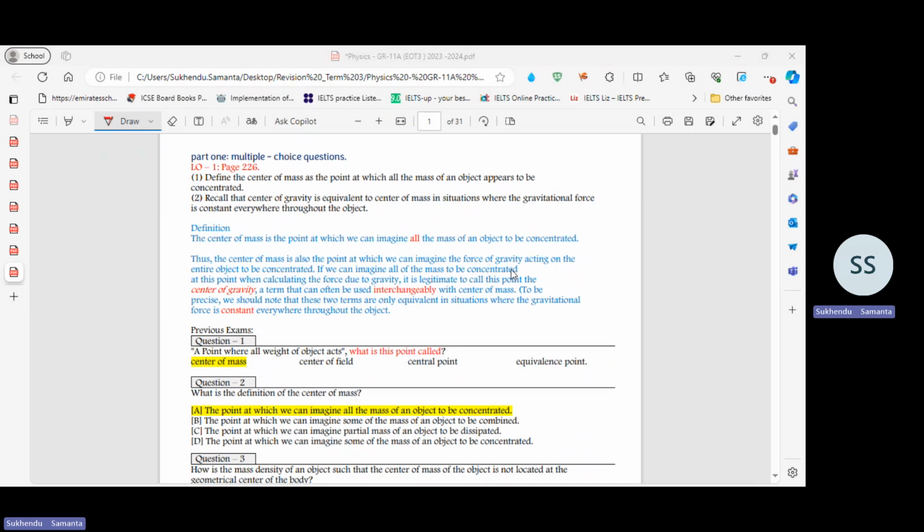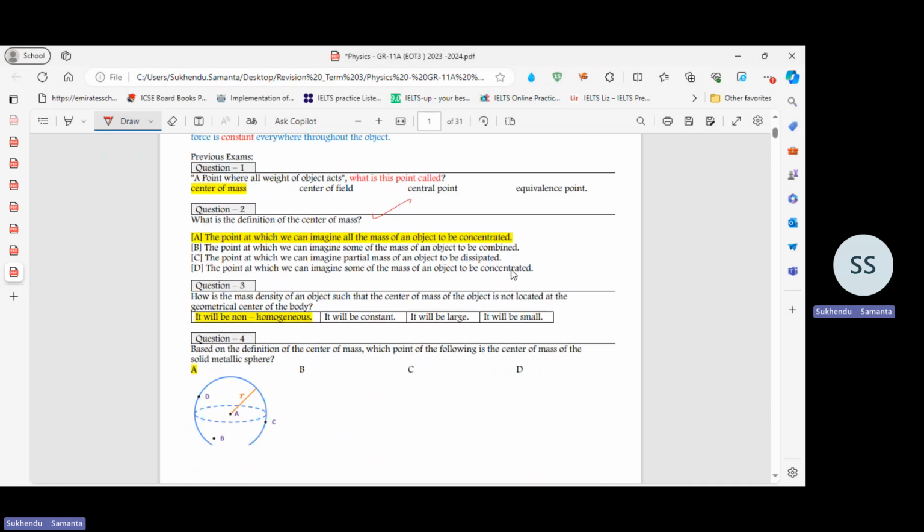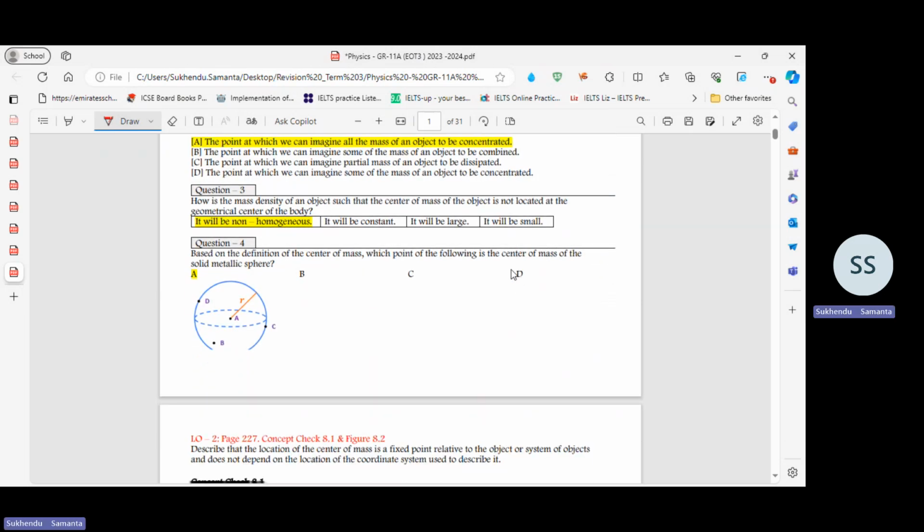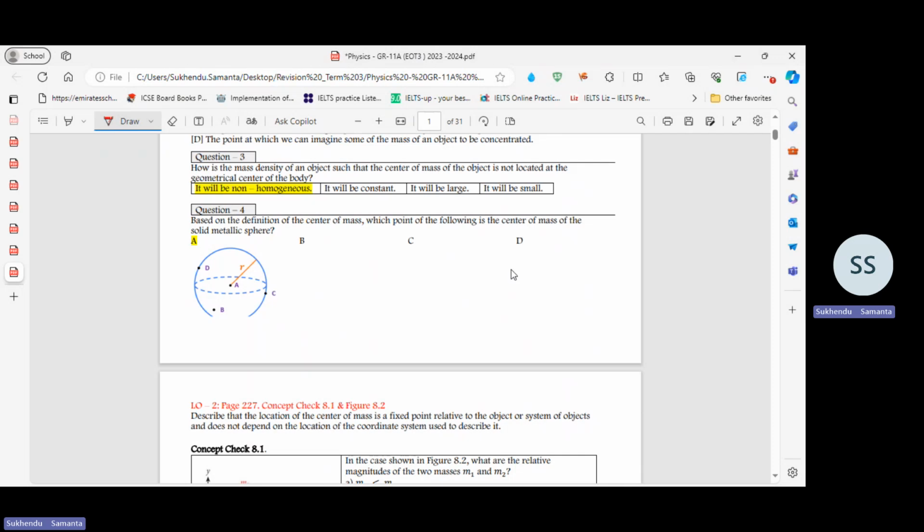So the first thing here you have to focus on is what the center of mass is and how to find the center of mass for different types of objects. These are a few specific questions given here. Let's discuss them one by one. Based on the definition of center of mass, which point of the following is the center of mass of the solid metallic sphere? So where is the center of mass of the solid metallic sphere? It is at the geometric center of the object.